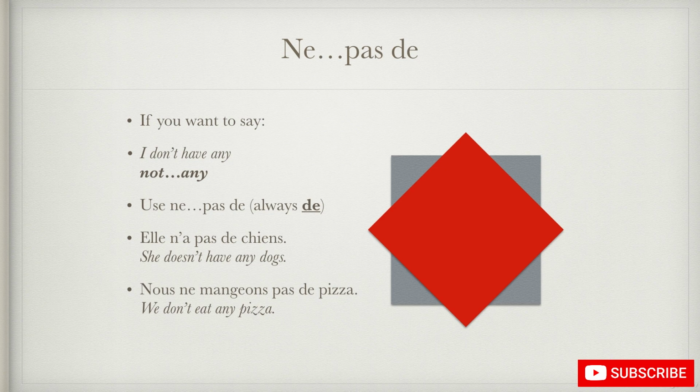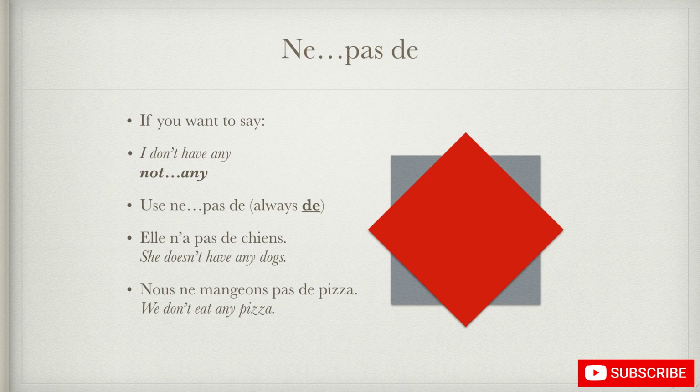And this is different from saying elle n'a pas du chien, or no, a better example would be elle n'a pas de la pizza. She doesn't have the pizza. If I was to say elle n'a pas d'une pizza, that would mean she doesn't have one pizza. If I was to say elle n'a pas de pizza, just as we're talking about here, that means she doesn't have any pizza. So this is the most common one you'll come across, the pas de.